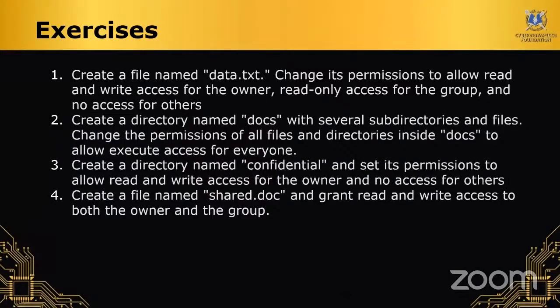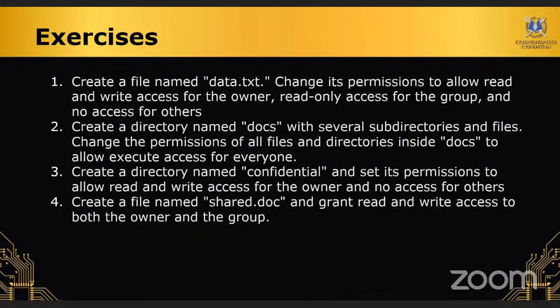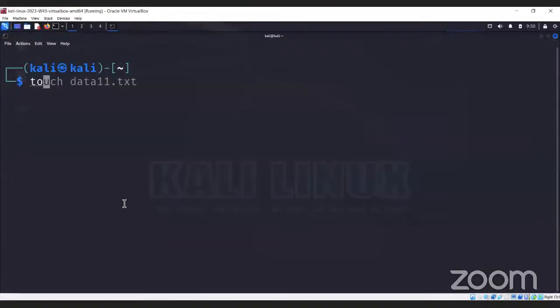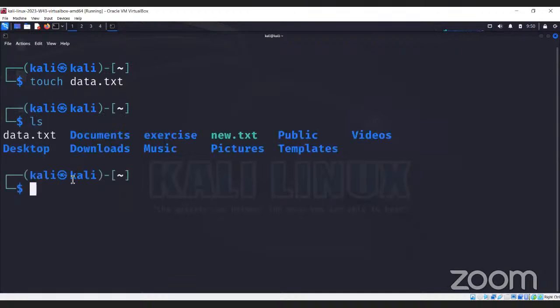Next, we have some exercises related to changing permissions for files. The first question: create a file named data.txt and change its permission to allow read and write access for owner, read only access for group, and no access for others. So first let's create a new file by using the touch command. touch data.txt. As you can see, a data.txt file is created.